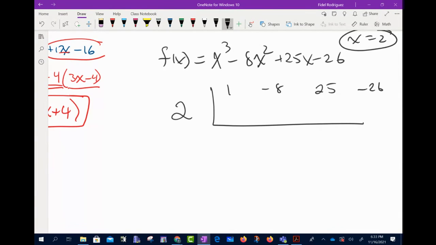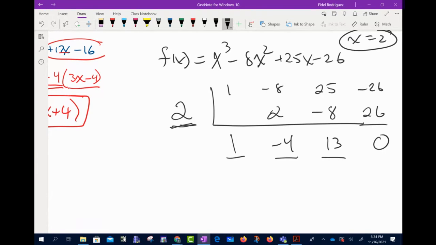And what I'm going to do now is synthetic division. Bring down the 1. Multiply. Oops. 2 times 1 is 2. Add them together, that's negative 4. Multiply. 2 times negative 4 is negative 8. 25 minus 8 is a 13. And then multiply one more time. 2 times 13 is 26. Add them together, they're 0, right? That's what we're supposed to be getting because they told us that that number was one of the zeros. Okay, now that we have that part, are we good out of that, Aridai?